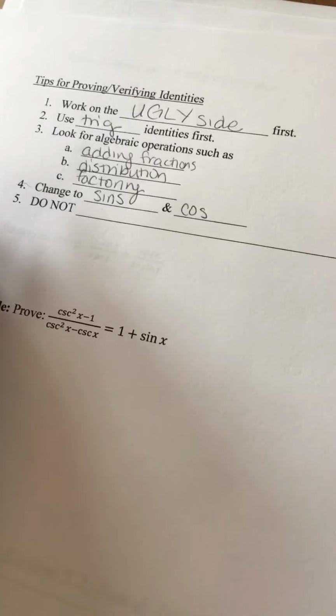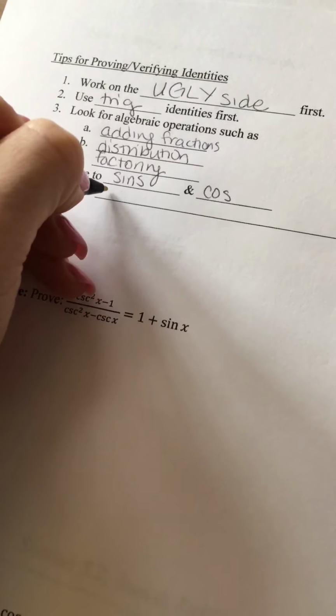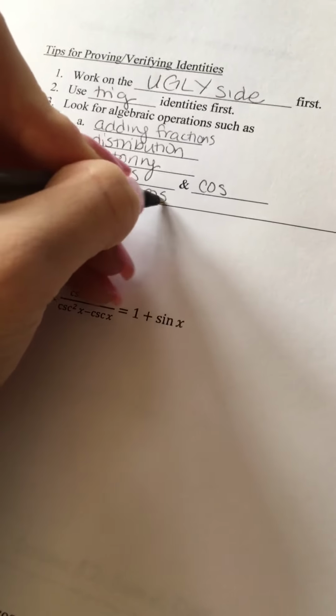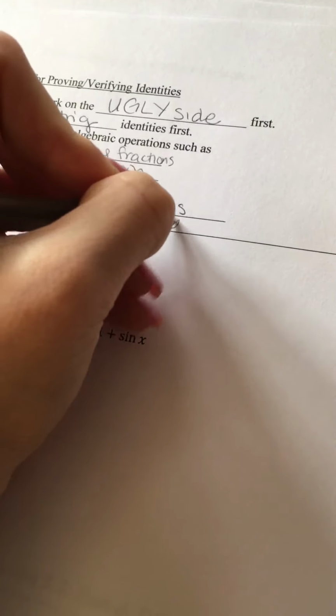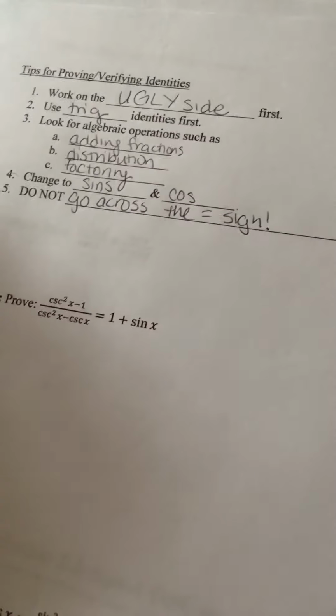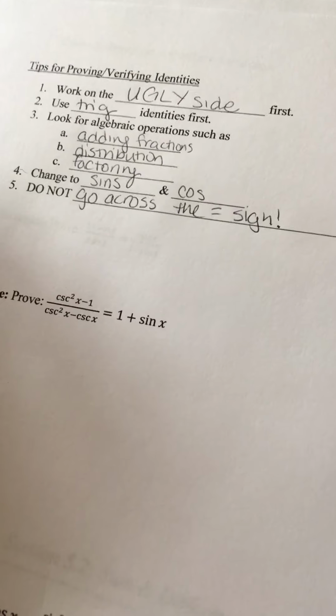And then the last thing is, how do I want to phrase this? Do not go across the equal sign. Okay? Stay on the side you are on. All that being said, let's do these next 2 questions here on this page.